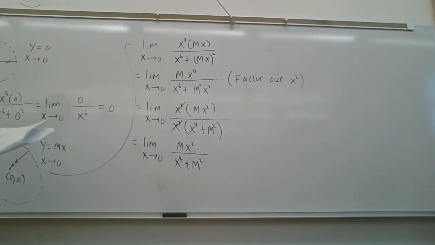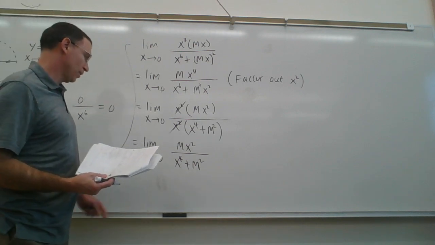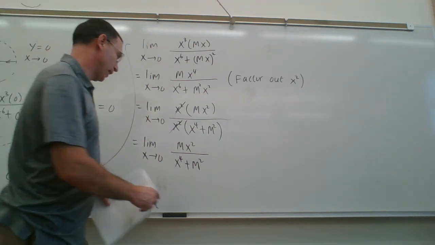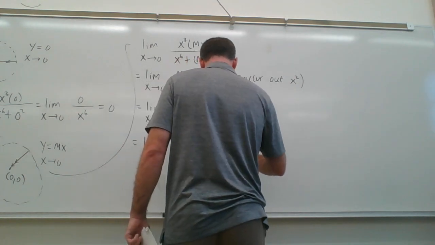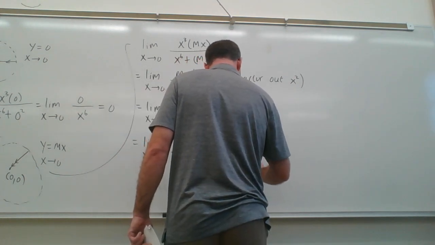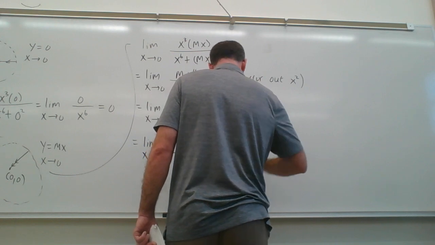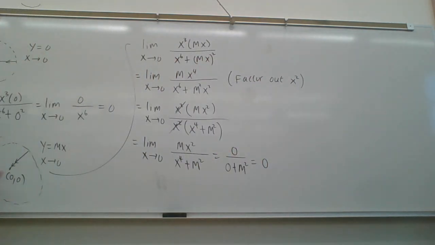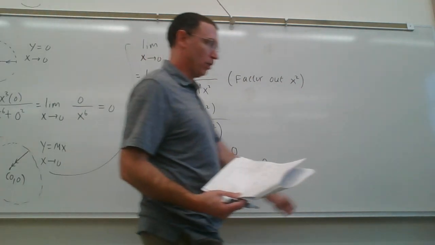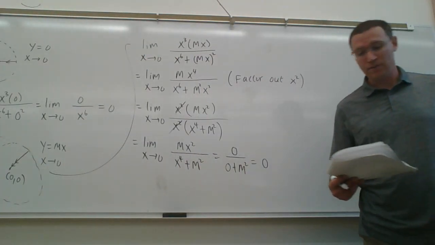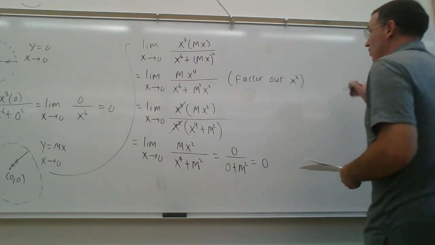And now if we let x go to 0, the top will go to 0, this will go to 0, so it looks like it's going to be 0 over 0 plus m squared. So it's just going to be 0. So actually along this line, any line, we get 0 for any m value. So that's the same as the one from path 1, so we still haven't found one. But the limit should not exist, so we need to find a third path. So let's come up with the third path here.